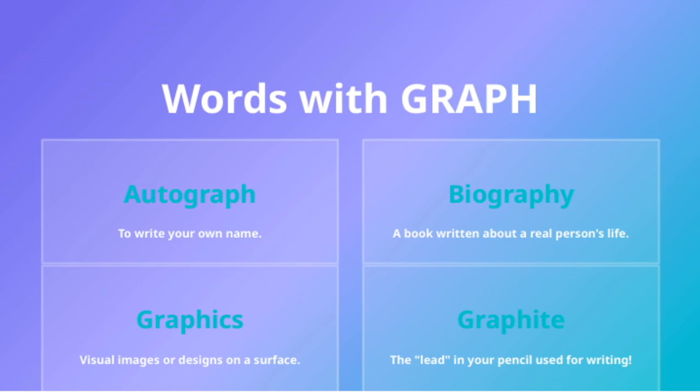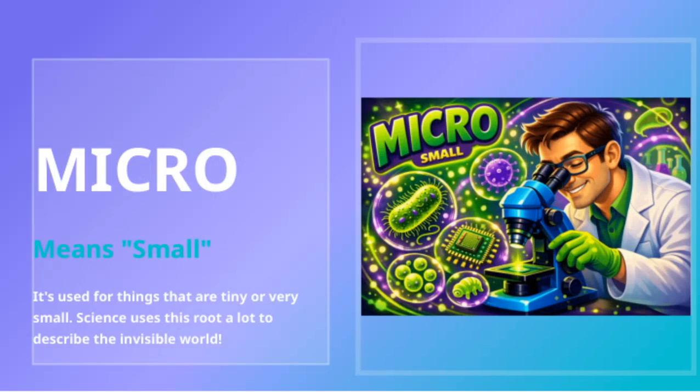Then there's biography, a book written about a real person's life. It's like telling their story in detail. Finally, we have autograph, which is when you write your own name, often as a signature. And notice how all these words connect to the root graph, which relates to writing, drawing, or visual representation. Understanding these roots can really help us expand our vocabulary and see how different words are related in meaning. This is a great example of how language evolves and how different words share common parts that give clues about their meaning.